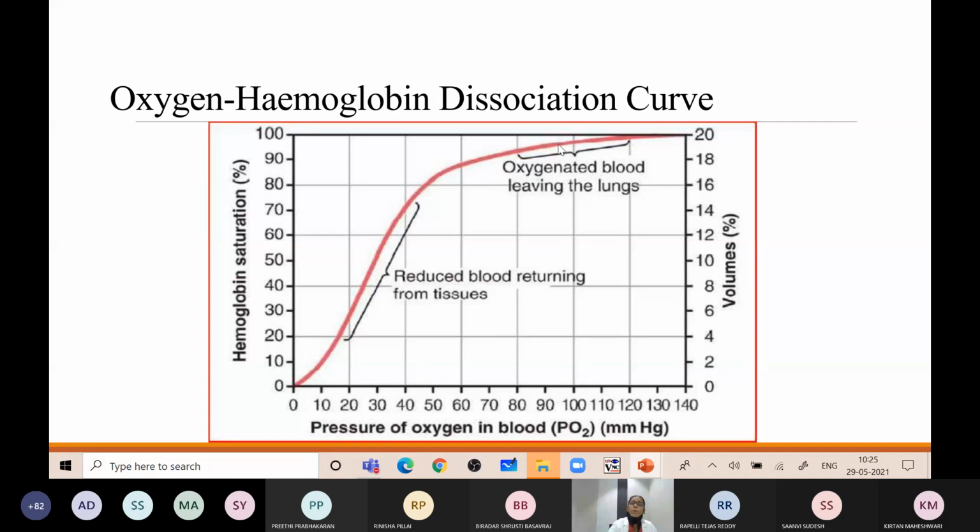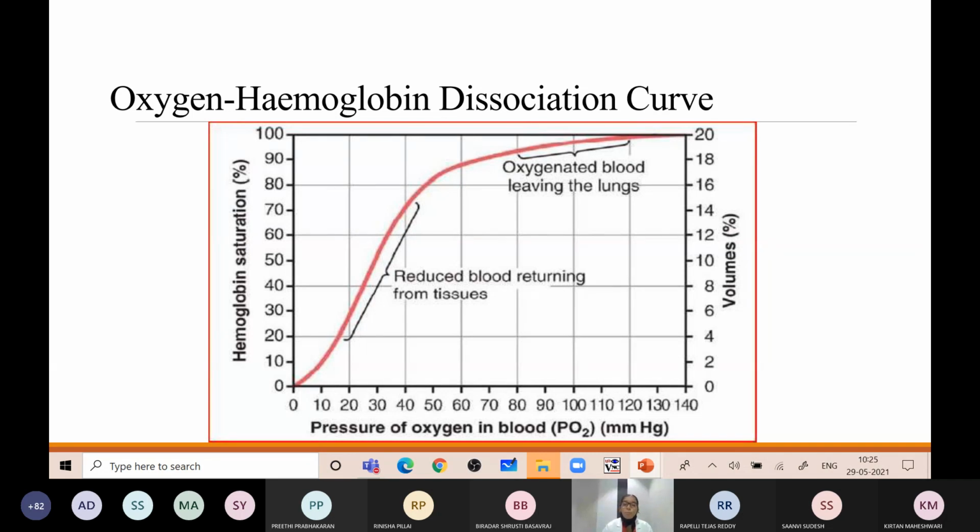So here the oxygen combines with the hemoglobin. So this is about the oxyhemoglobin dissociation curve. The curve is sigmoid shaped. Because of the differing affinity of hemoglobin for oxygen, it is sigmoid shaped. It has two parts, the steep part and the plateau part.